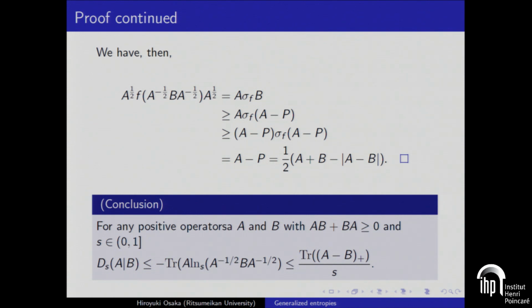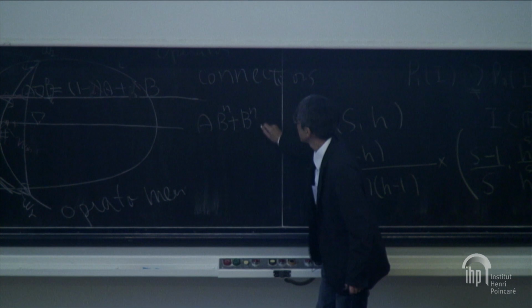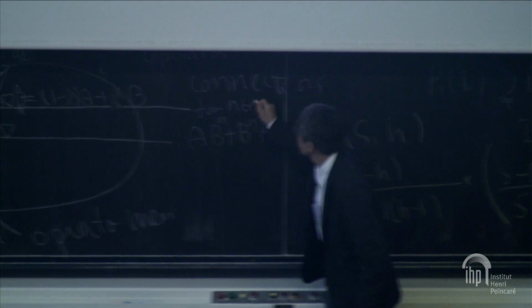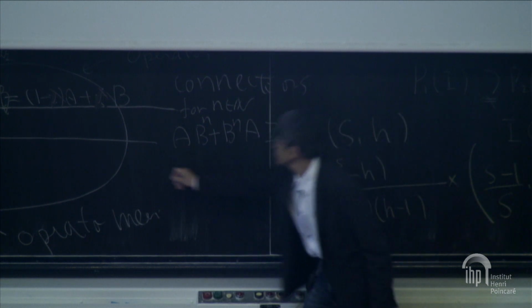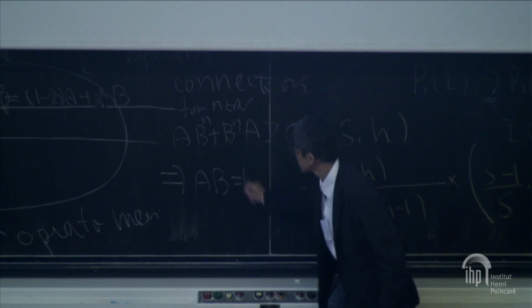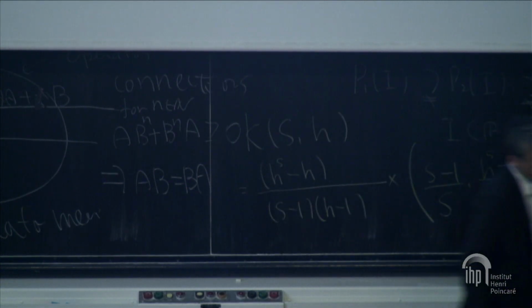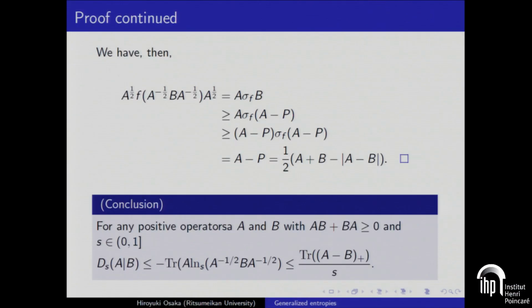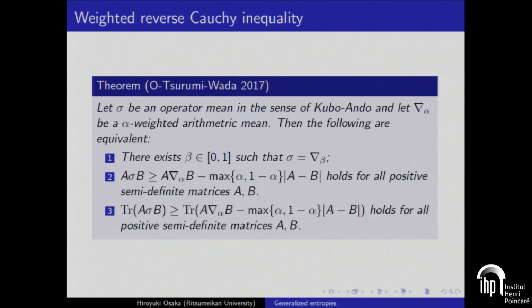And also here is a famous result. For any n, if this is positive, then AB and BA commute. So if for any n, A to the power n, B plus B, A to the power n is positive, in this case A and B commute, which is the usual classical one. So the positivity of AB plus BA is in some sense near to the classical situation.